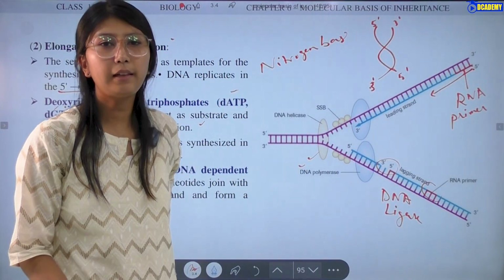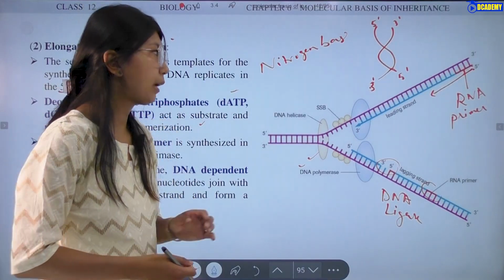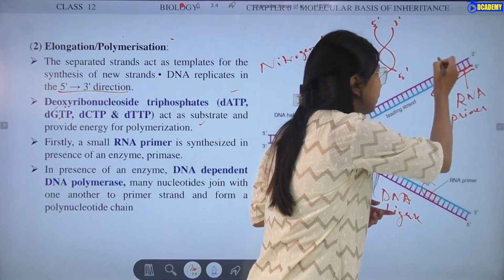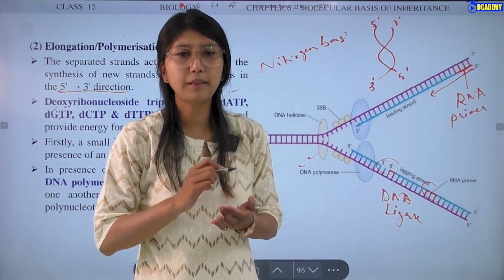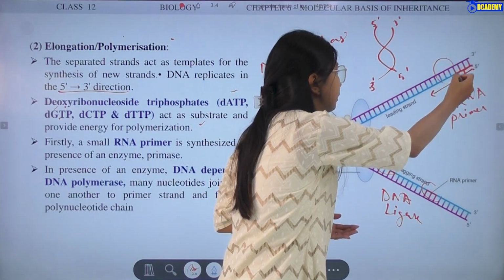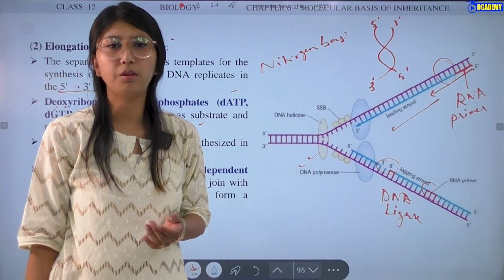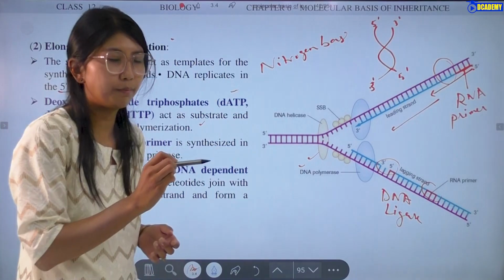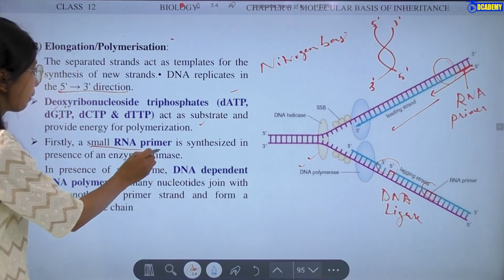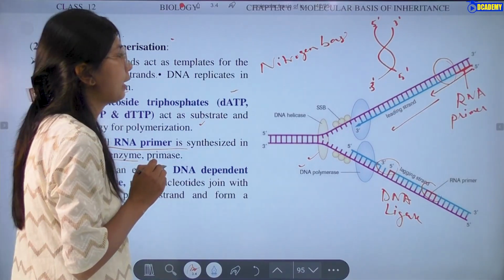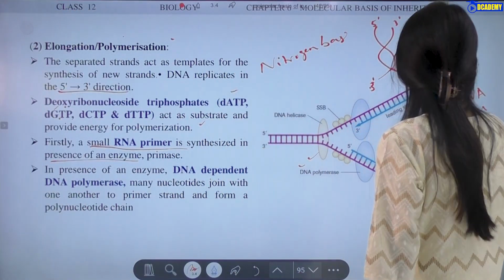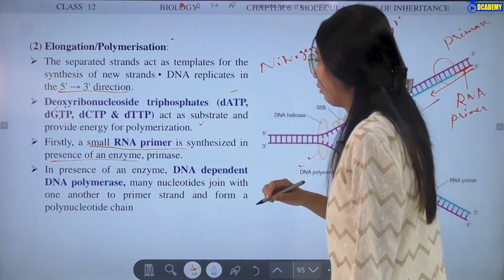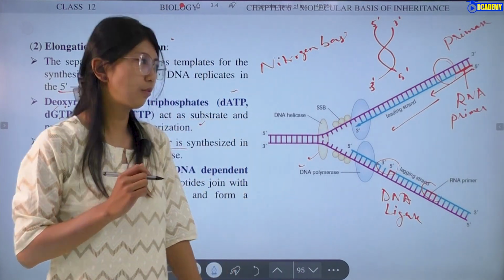The RNA primer is later replaced by DNA polymerase. DNA polymerase requires an RNA primer. A small RNA primer is synthesized in the presence of an enzyme, and that enzyme is primase.